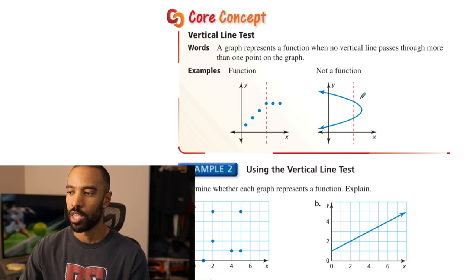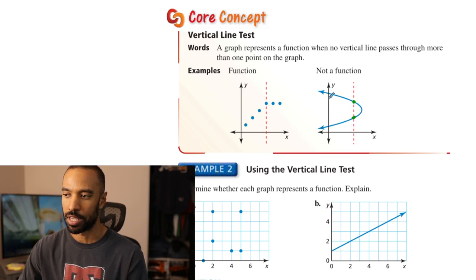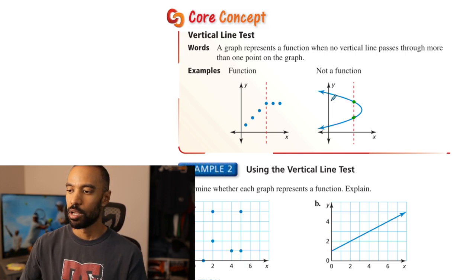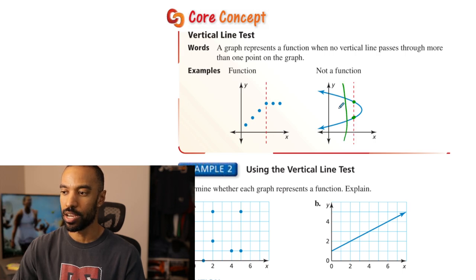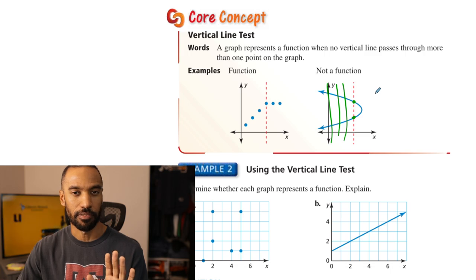Why is this not a function? Because when I draw a vertical line at some given point that would cross through right here, it also happens to cross through a point right here. Again, this could be a 5, 3 and 5, 5, something like that. But it fails the vertical line test there. Mr. Robinson, it also fails the vertical line test right here. Yes, it does. And right here. Yes, it does. Now, where does this actually pass the vertical line test?